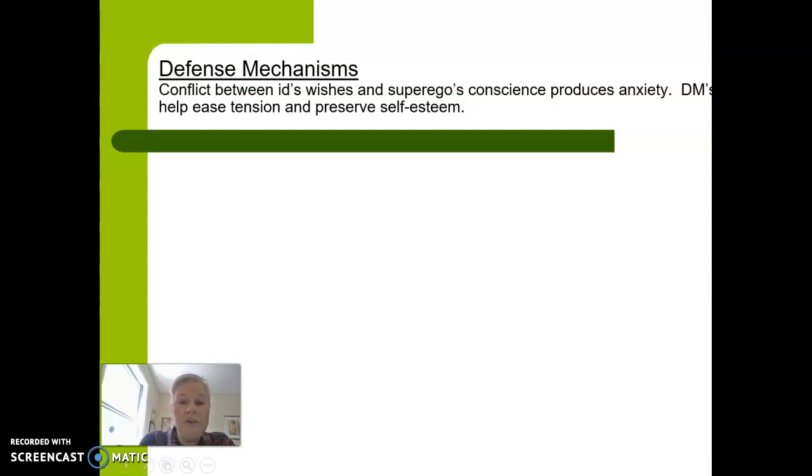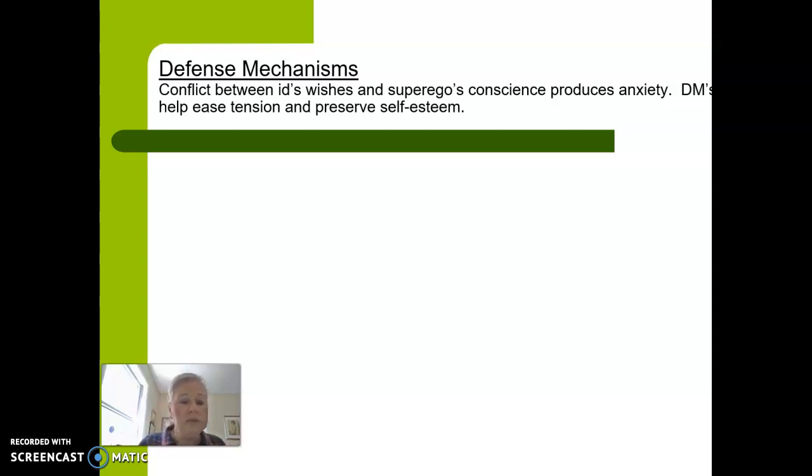So if we look at a definition, first of all, when we have a conflict between our id's wishes and our superego's conscience, we get anxiety, okay? So like, whoa, I can't figure out what to do here. My ego's not helping me a whole lot. So these defense mechanisms help us ease tension that we feel from that conflict, and they help preserve our self-esteem.